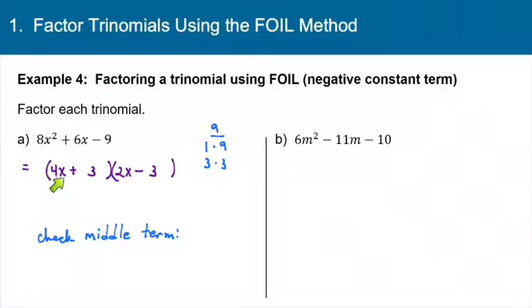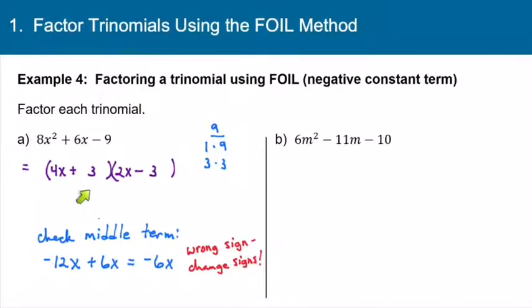So now outer times outer would make negative 12x. Inner times inner would make positive 6x. Together, negative 12x plus 6x adds up to negative 6x. But we wanted positive 6x. So when this happens, and you get the wrong sign but the right number, all you need to do is change the signs in the binomials.